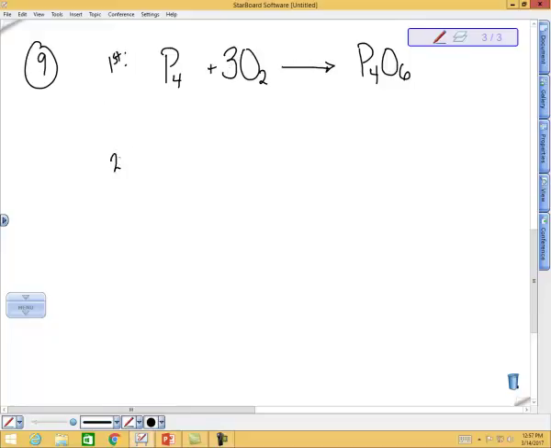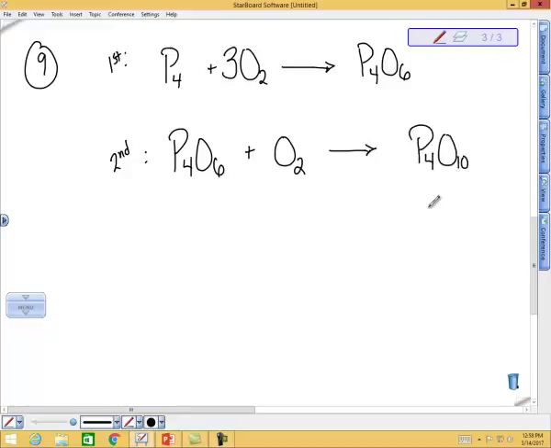But then they start talking about this other reaction. And the other reaction looks like this. It takes P4O6, which, by the way, is the product of the first problem. You guys see that? P4O6. And it reacts with oxygen again. But this time, it's going to make P4O10.